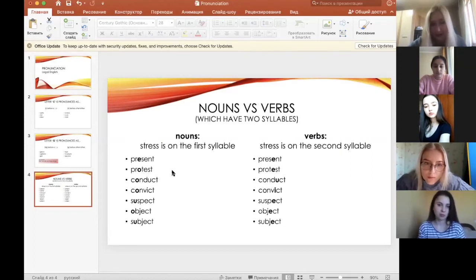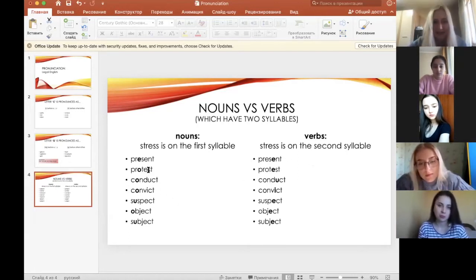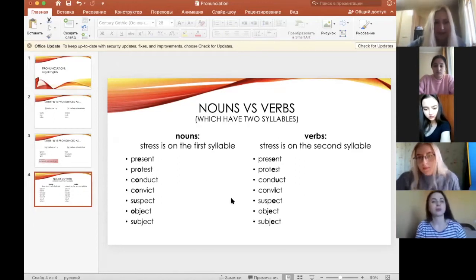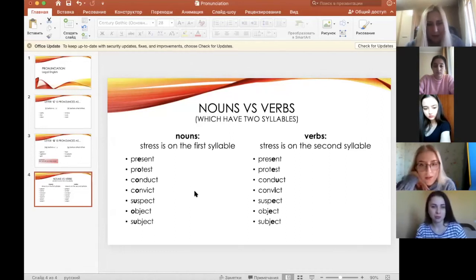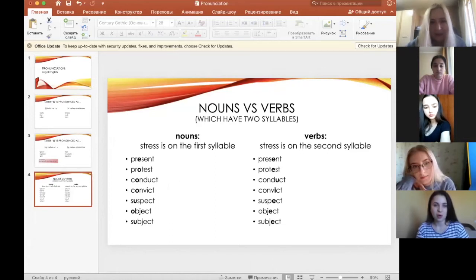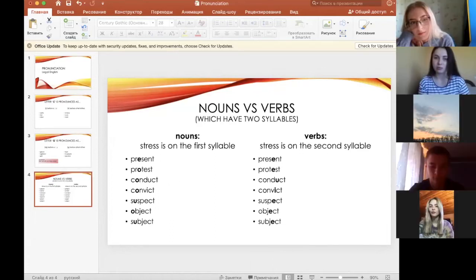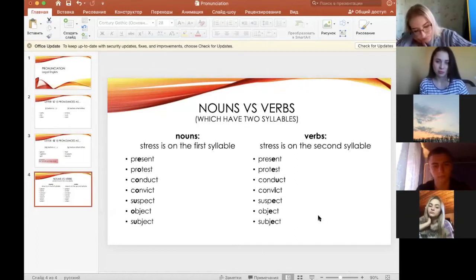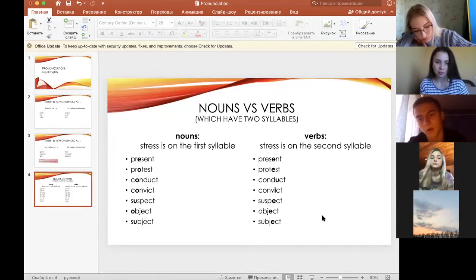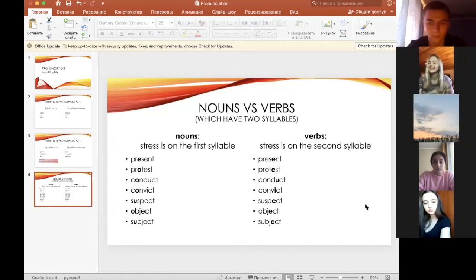So, for example, present, and present. That's right. Tanya, the next one. Protest. Protest, yes. Dasha? Conduct. That's right. Ira? Convict. That's right. The next, Bogdan? Suspect. That's right. Uliana? Object. An object, but to object. Timur? Subject is subject. And subject. That's right.